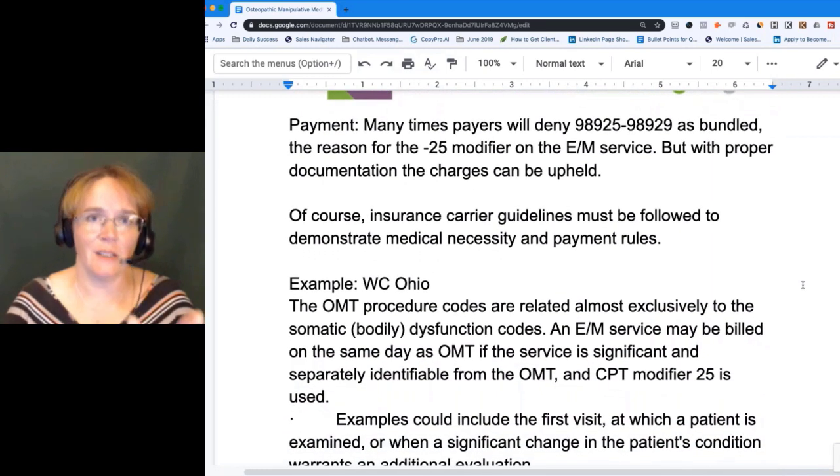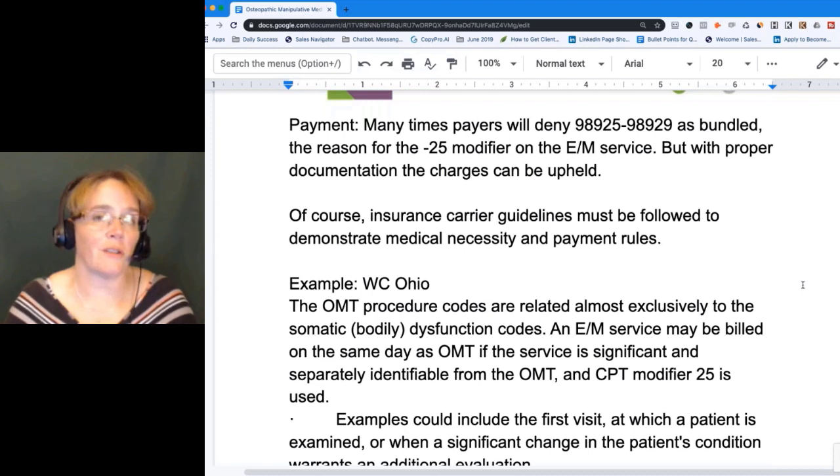Now, payment. This is where people have a problem, and I do a lot in billing, so I like to incorporate the payment side along with coding. Many times payers do deny that as bundled, and a lot of times people aren't putting in the 25 with the E&M, so that's one reason that it's going to get denied. But if you have that 25 and the documentation is exact, what they're looking for, and can specifically say that separate service, the areas, the regions, and the outcome, then you can uphold and say, no, you cannot deny this. These are two separate things.